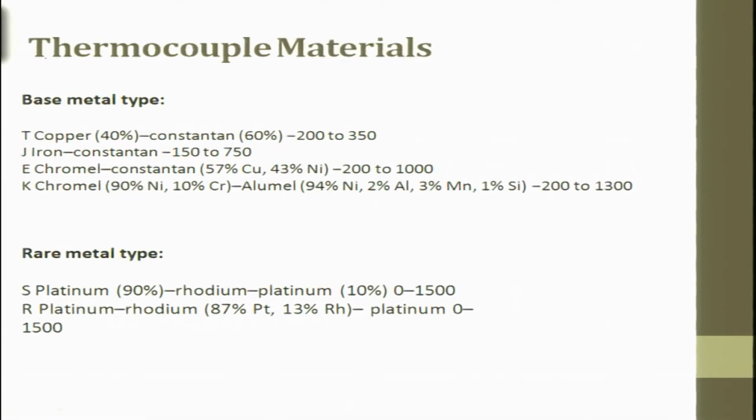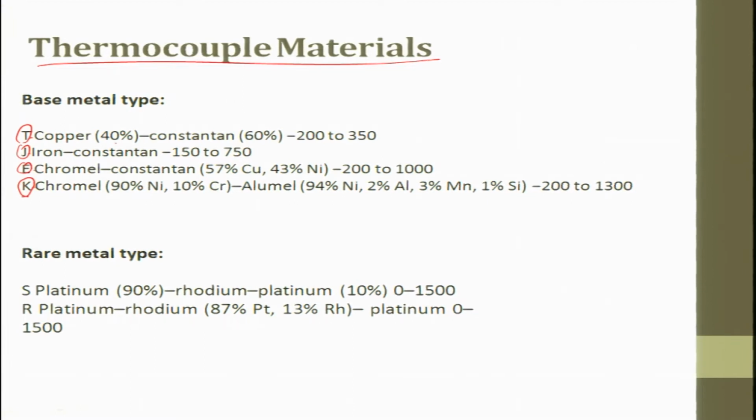Depending upon these laws, you can try to develop thermocouples. So, what are the different types of thermocouple materials which are available today? The base metal types are T, J, E and K. When we try to measure temperature in the manufacturing process, we always say K type thermocouple. So, each type has an alloy which is added.